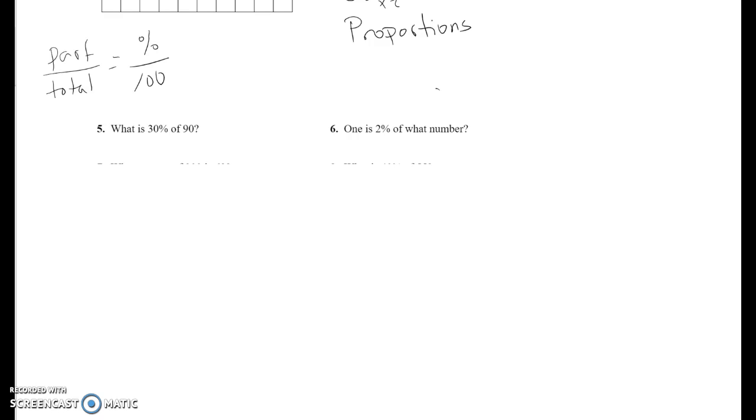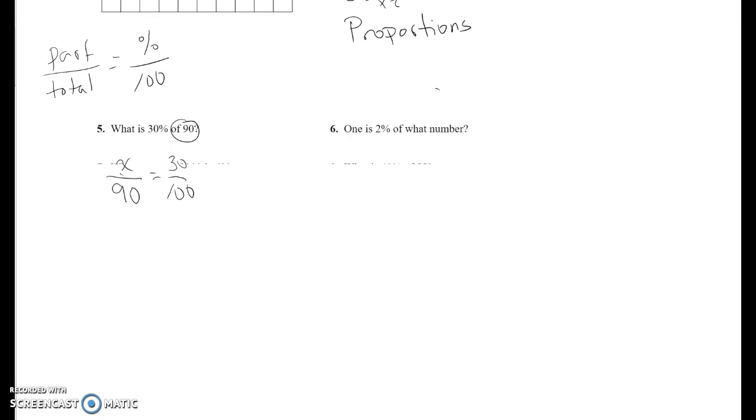So what is 30% of 90? Of 90 tells us that's the total. We want to know what this part is, and we also know that there's 30% of it. So we want to know what this number up here is. What is 30% of 90? Well, notice that it has to be less than half, right? 30% is less than half. Half of 90 is 45, so I know it's less than 45. That's a good place to start.